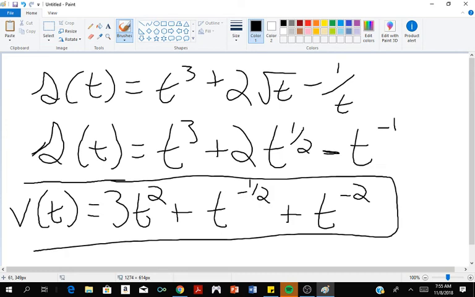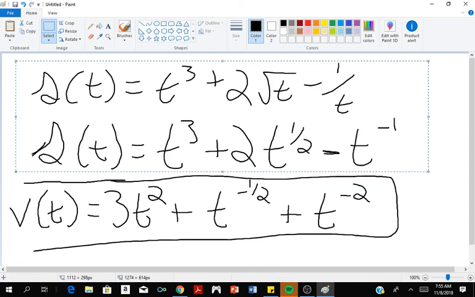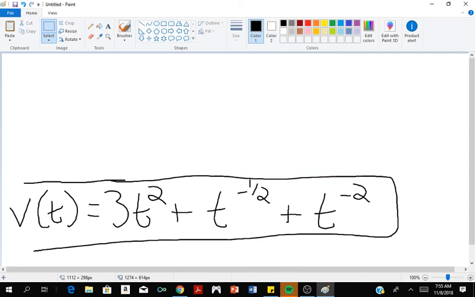Now, what we want to do, and you should write this down, we're going to find the object's acceleration at time t equals 2. So what that means is that we need to take the derivative again because we have velocity.